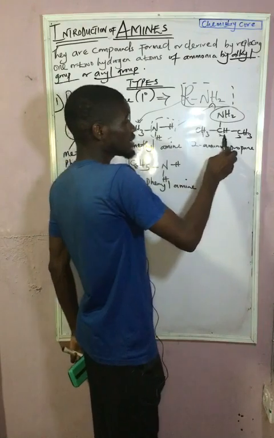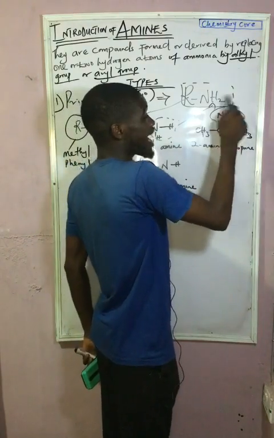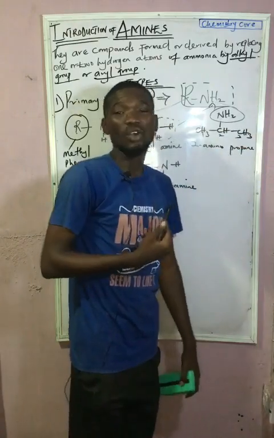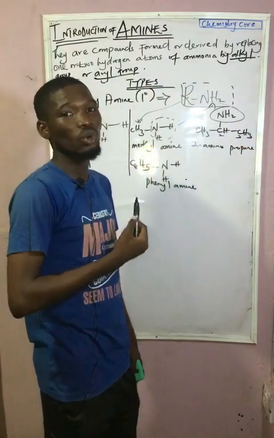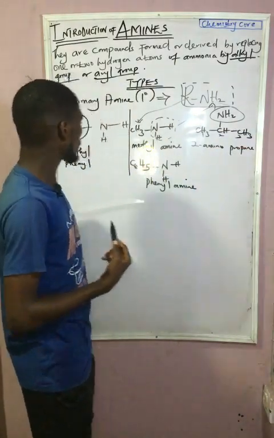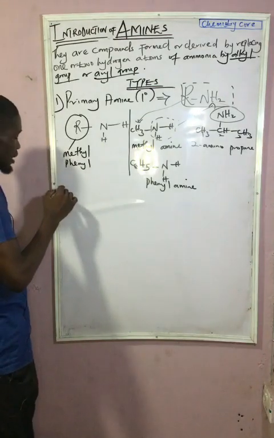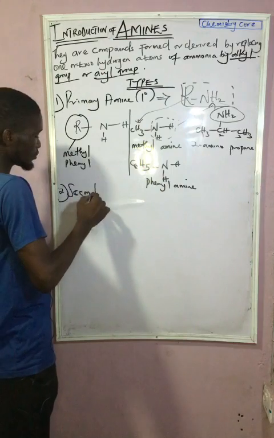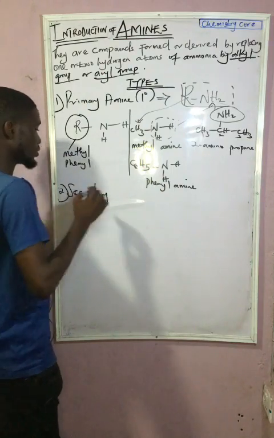Are you seeing it now? This 2 here, or this NH2 here, is acting as a substituent. So I'm not going to call it amine again. We are going to call it amino. Is that clear now? So guys, let's take a look at the secondary amine.